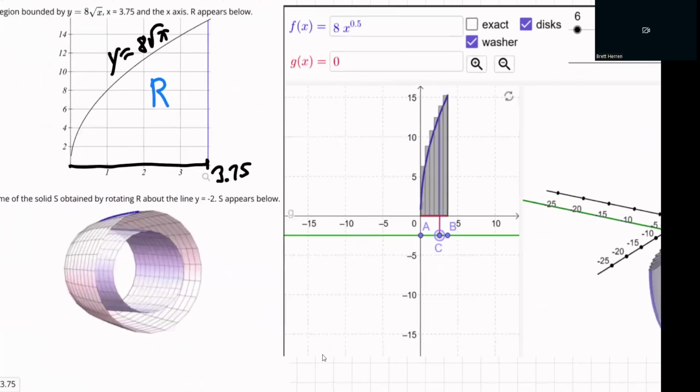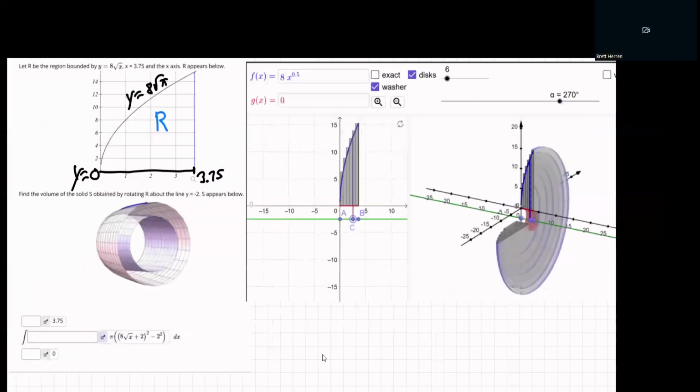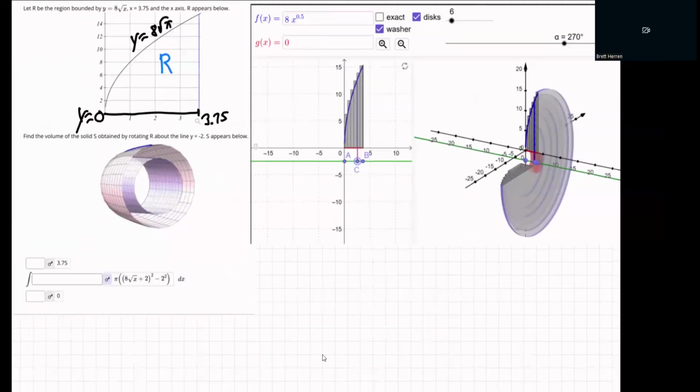And here I went ahead and graphed 8 root x, that's x to the 0.5. And that's y equals 0. This line is y equals 0, right? It's the line that goes through the y-axis at a height of 0. That gives you the x-axis. And then I graphed it, okay? And I put it into the 3D thing, and we can take a look at it.